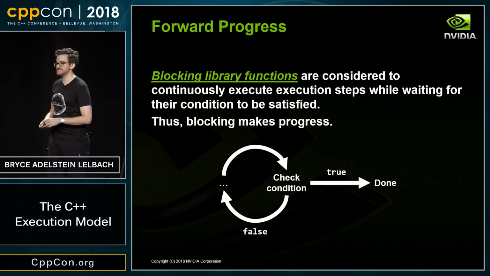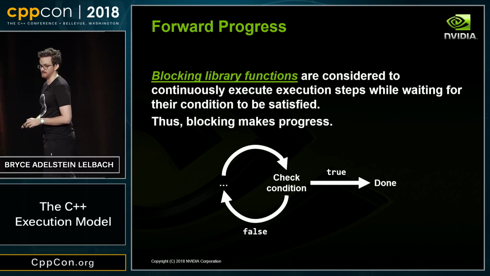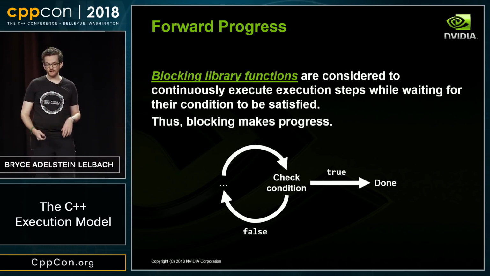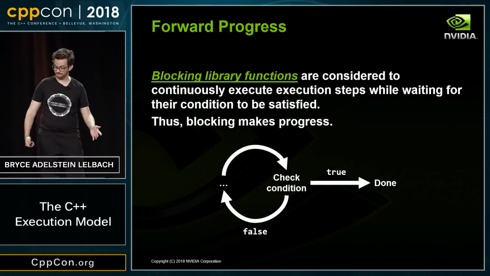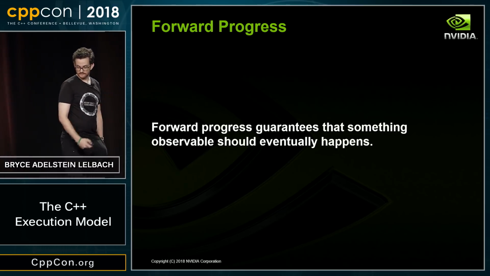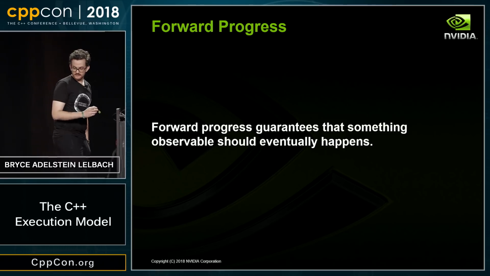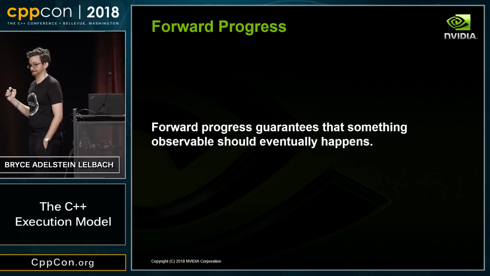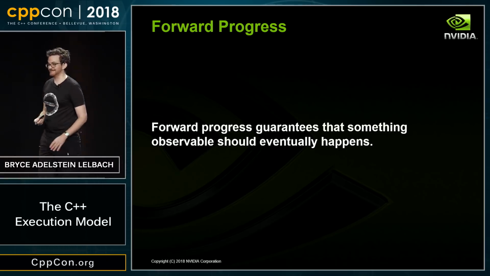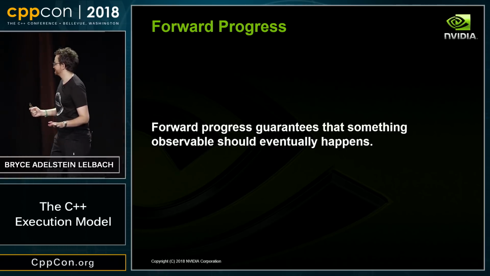This doesn't mean that they're necessarily implemented in this way. They don't have to be actively spinning, but they have to make progress if your implementation wants to implement them another way. So forward progress guarantee is that something observable should eventually happen in your program. Like that your program eventually will terminate.